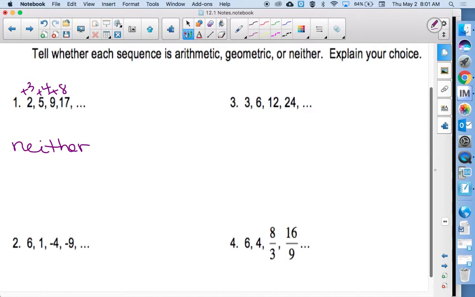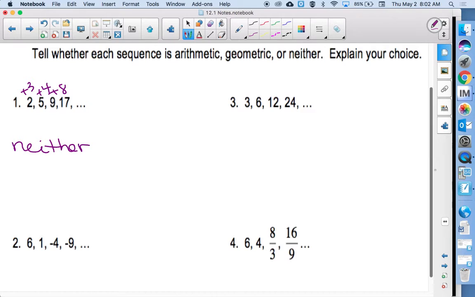Doesn't look like there's any pattern. Did anybody see a pattern? So it's a random list of numbers. But you can write anything, there is no pattern, you're not adding the same thing each time. Just a random list of numbers up here. How about the next one? 3, 6, 12, 24.